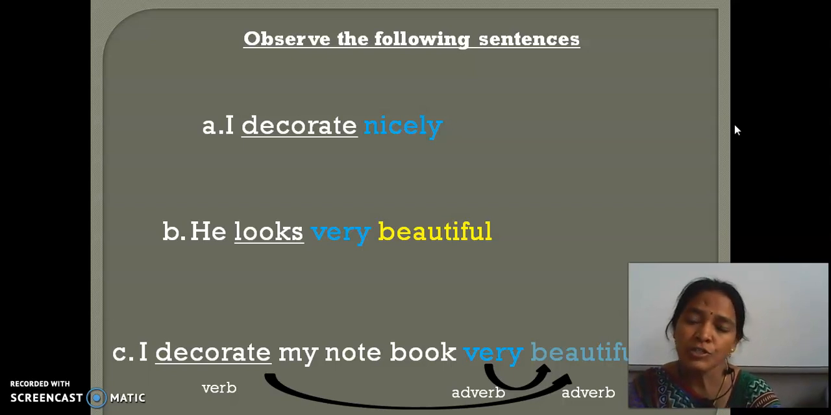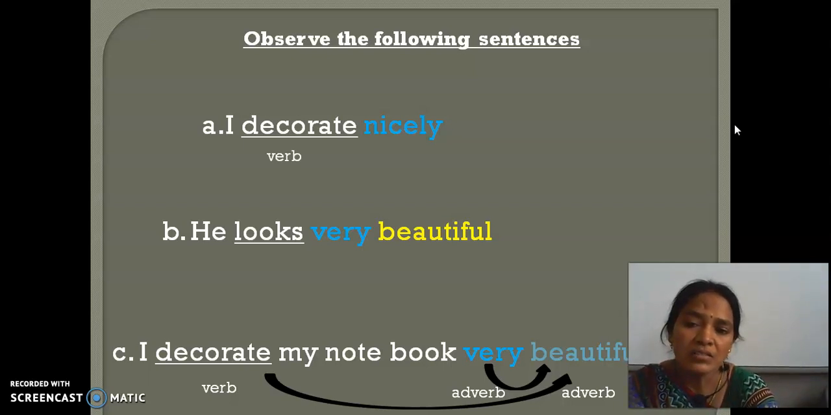To identify, to find this adverb, first you will have to spot the verb. I have already told you, and all of us know very well, what a verb is. A verb is nothing but an action word. So what is the verb in your sentence? I decorate nicely. Decorate. Very good. And I hope simultaneously you are writing the sentence and underlining the word decorate. Did you underline your word decorate? And it is a verb.